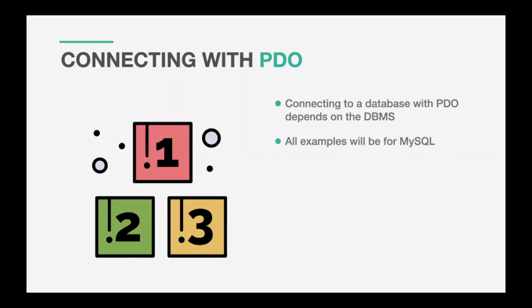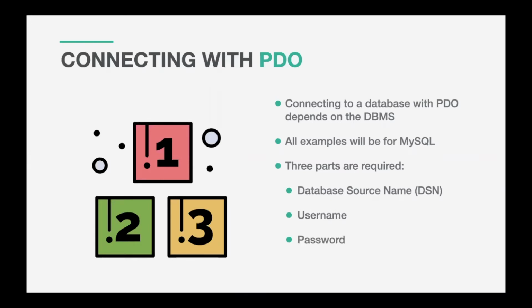Now, with that said, all of the examples I'm providing in these slides and on the course website are specific to MySQL, which is the database we're using for this course. So there are three parts that are required for connecting to a MySQL database with PDO. And those are the database source name, or DSN, the username for the database, as well as the password. So the username and password and the database source name.